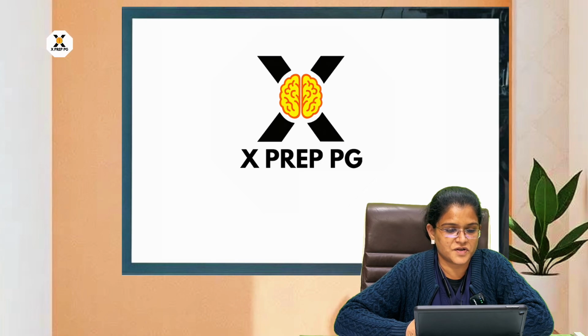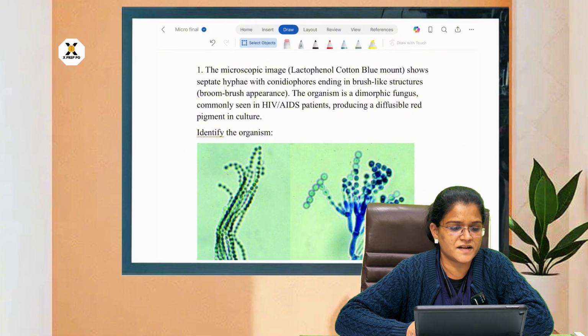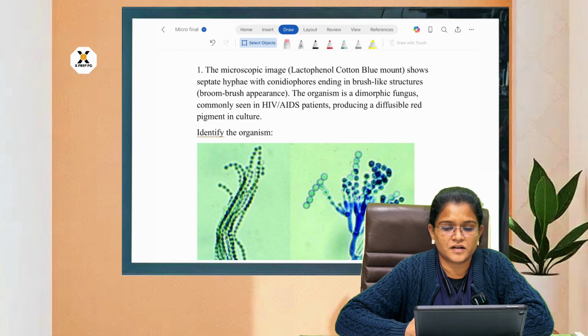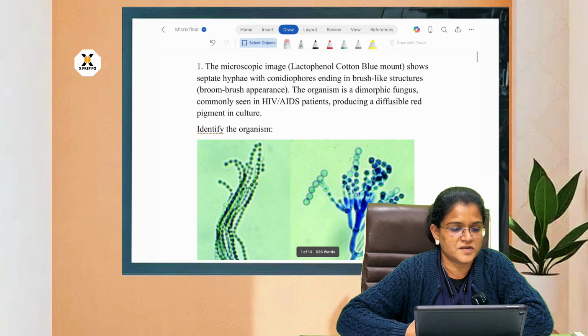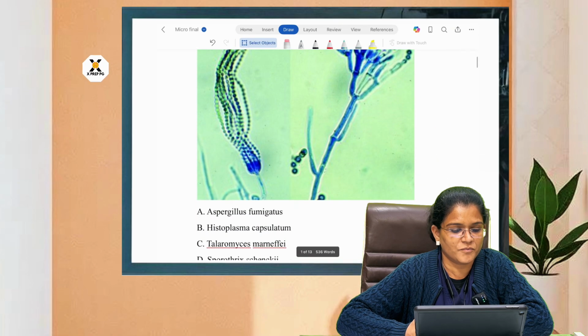Going towards the first question, the microscopic image, LCB mount, shows septate hyphae with conidiophores ending in brush-like or broom brush appearance. The organism is a dimorphic fungus and commonly seen in HIV/AIDS patients, producing a diffusible red pigment in the culture. Identify this organism. So looking upon the image, this is very typical of Penicillium.